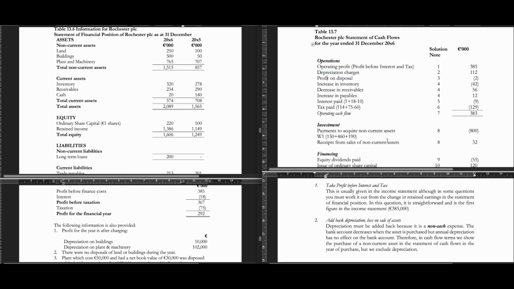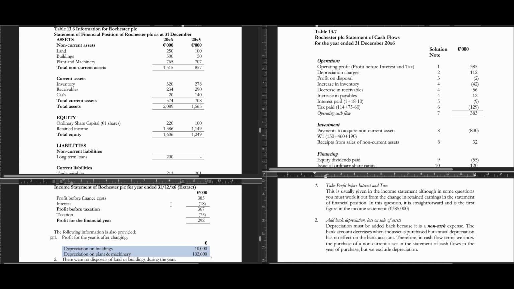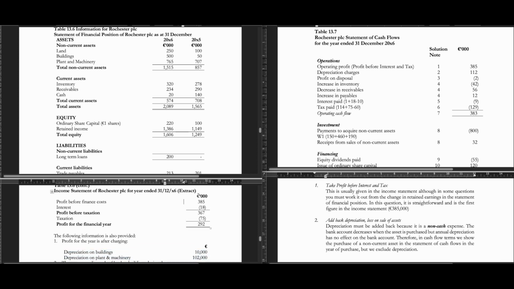The next thing is the profit on disposal. Now a profit on disposal is an accrual item. It will have gone into the income statement. We can't see it here because it would have gone into the income statement further up than we have here. And it is a non-cash item. So the same way as depreciation, we need to get it out of the income statement. It's a profit, so we'll have increased the profit. So to get it out of the income statement, we need to now deduct it. So we deduct the profit on disposal.